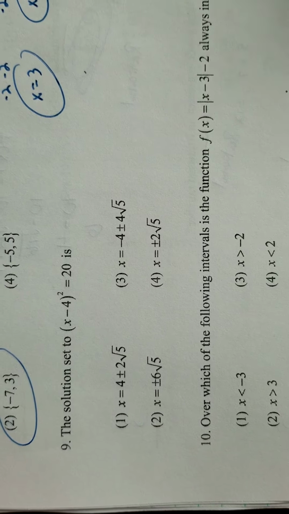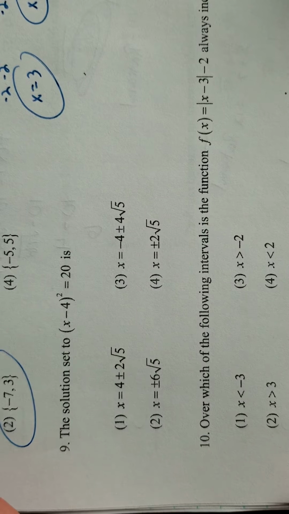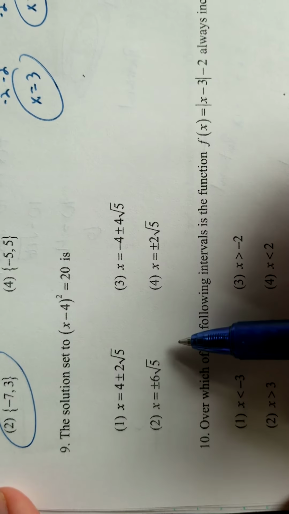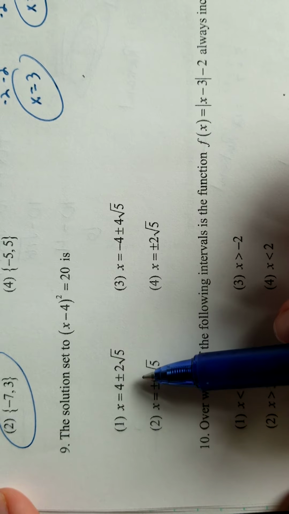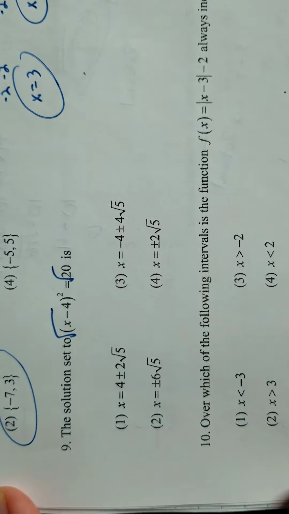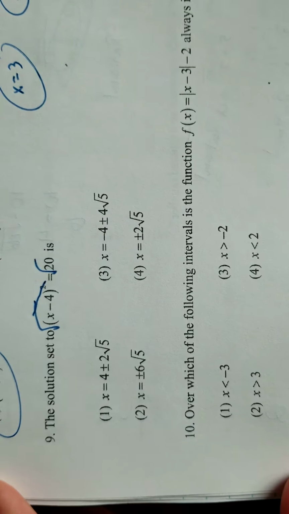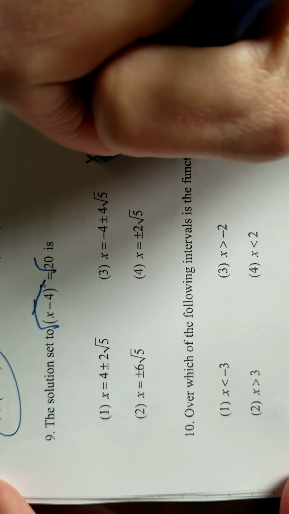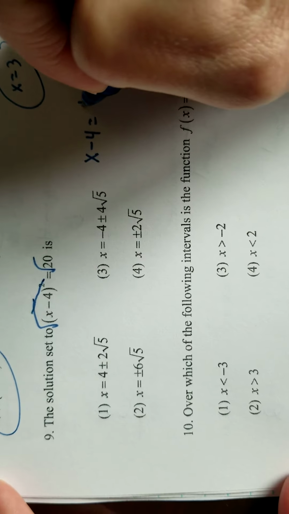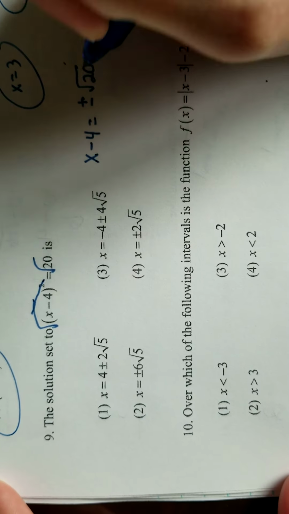Number 9, the solution set. So it looks like we got the same problem, but we're going to have different answers. Right here, we're going to take the square root of both sides, just like we did in the last problem. That square root symbol and that exponent of 2 cancels each other out. So that gives me x minus 4 equals plus or minus the square root of 20.